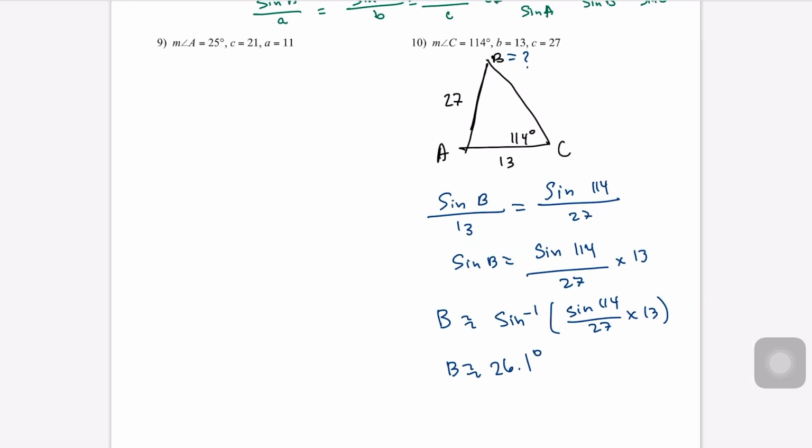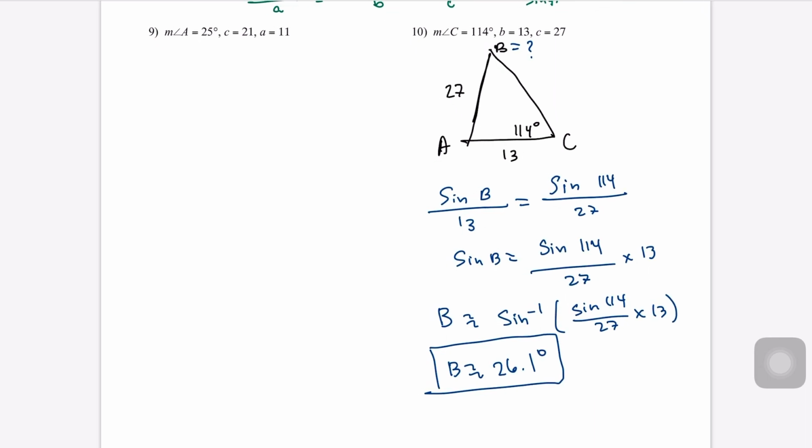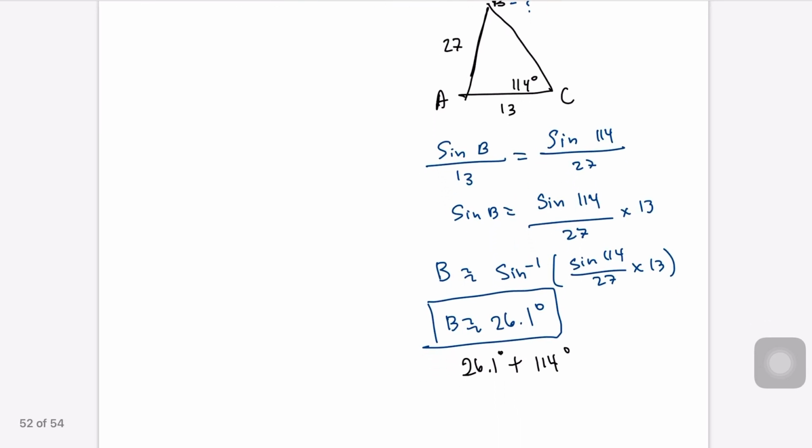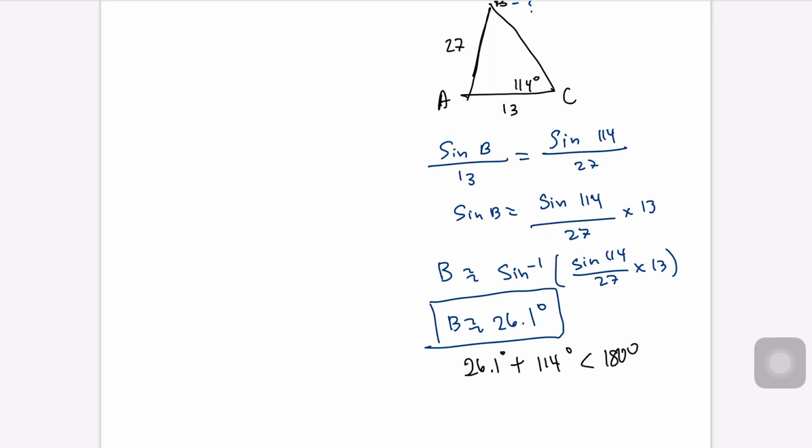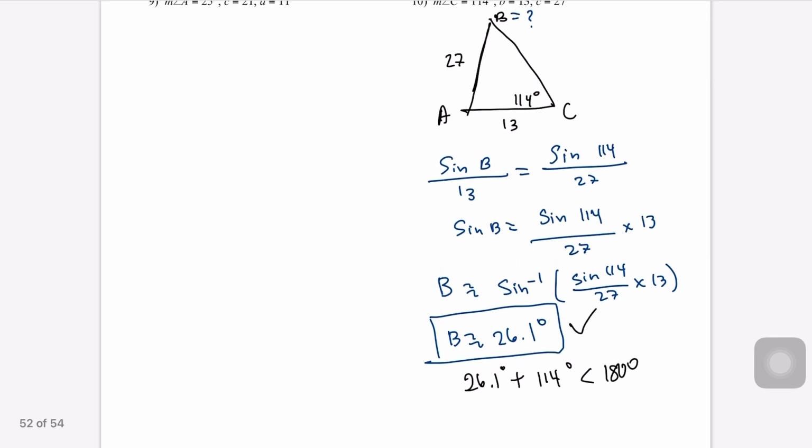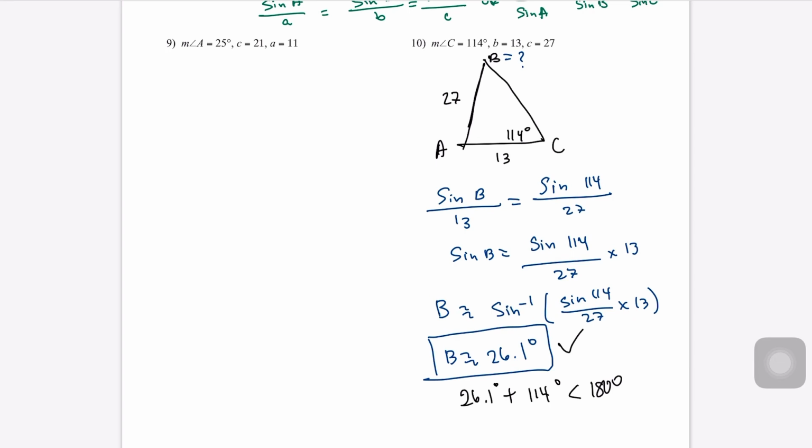Okay. So now we're at the point that we want to check this. In this case, we're going to add the 26.1 to the angle that's already there. And we can tell just by looking at this, it's going to be somewhere around the 140s. So I feel like we should be fine, right? So with that being said, this is going to be less than 180, and this is a good answer, right? So this triangle will then become angle B with an angle measure of 26.1 degrees.